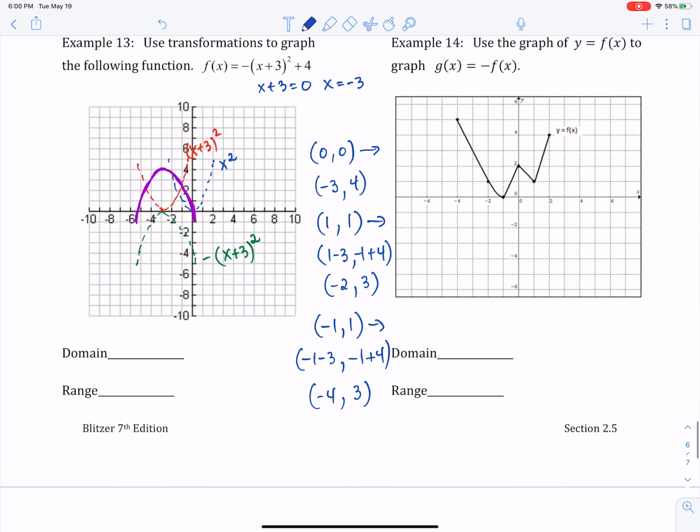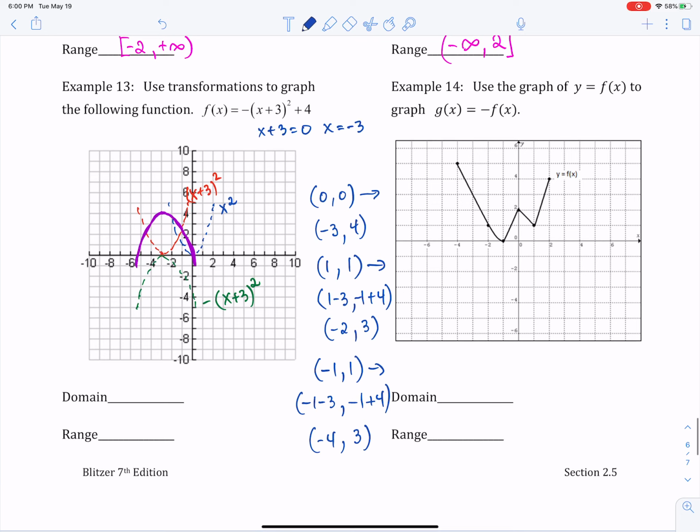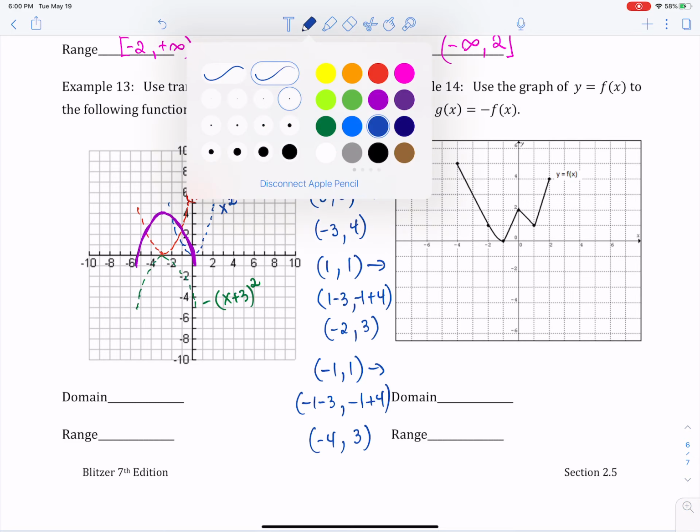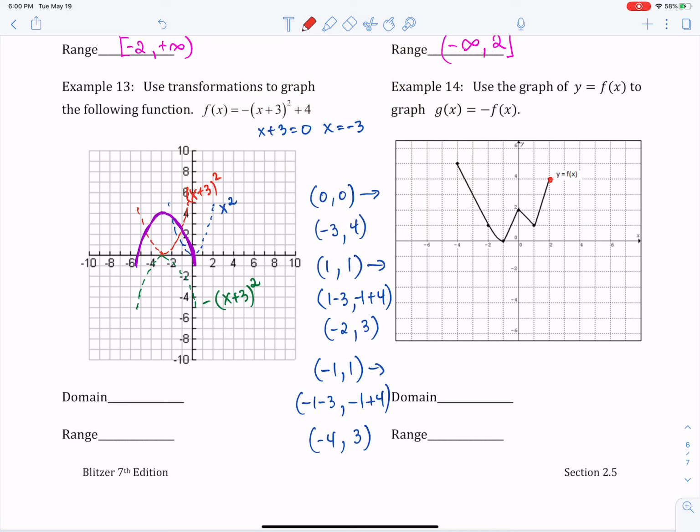Example 14. Let's see. I need to do negative f of x. f of x is given. So that means for this point, I want to put a negative sign in front of it. So instead of 4, it becomes -4. This point that originally was 1, well, negative up front of it is going to become -1. And those two points are connected with a line.